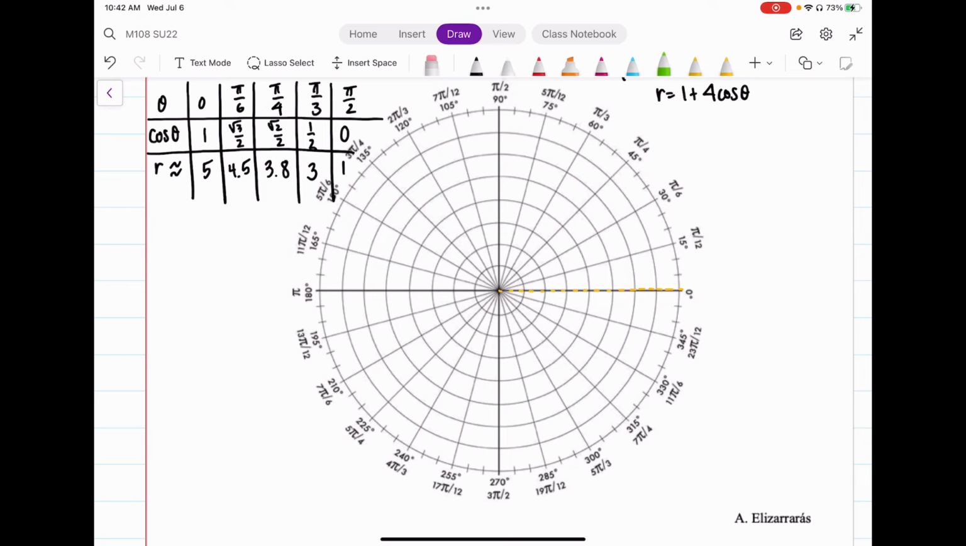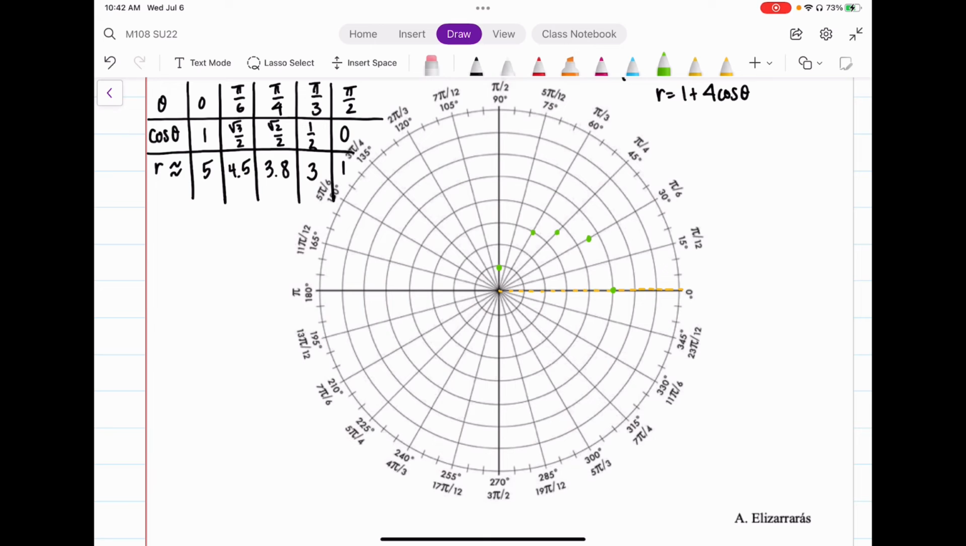At theta equals 0, we have a distance of 5, so go to the fifth circle and make a dot. At theta equals pi over 6, I'm at about 4.5, so I'm in between the fourth and the fifth circle. At theta equals pi over 4, I'm at 3.8, so a little further than halfway of the third circle. At theta equals pi over 3, we're at 3. And at theta equals pi over 2, we're at 1.